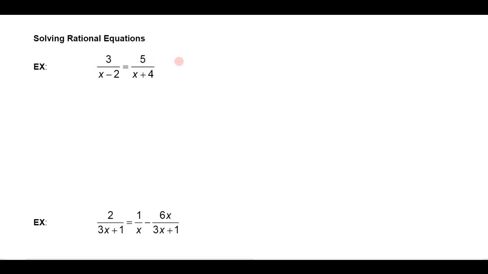Hi everybody. In this lesson we want to look at a few more examples about solving some rational equations. Okay, so let's get started. Now here's an example of a rational equation.